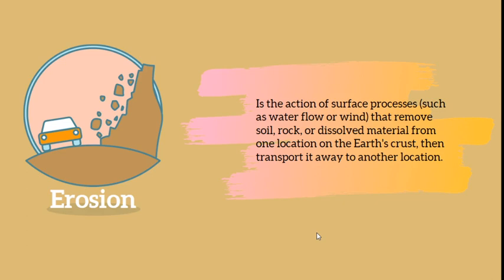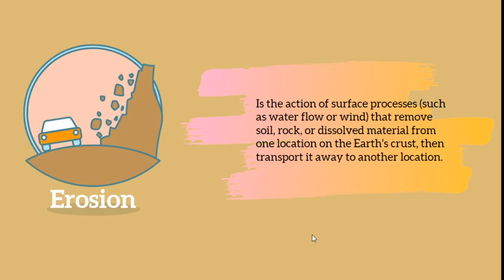Unlike weathering, where there is a disintegration by different agents but no transportation involved, in erosion there is a disintegration of soil, rock, and or minerals. It is transferred from one location on the earth's crust and then eventually transferred away to another location.